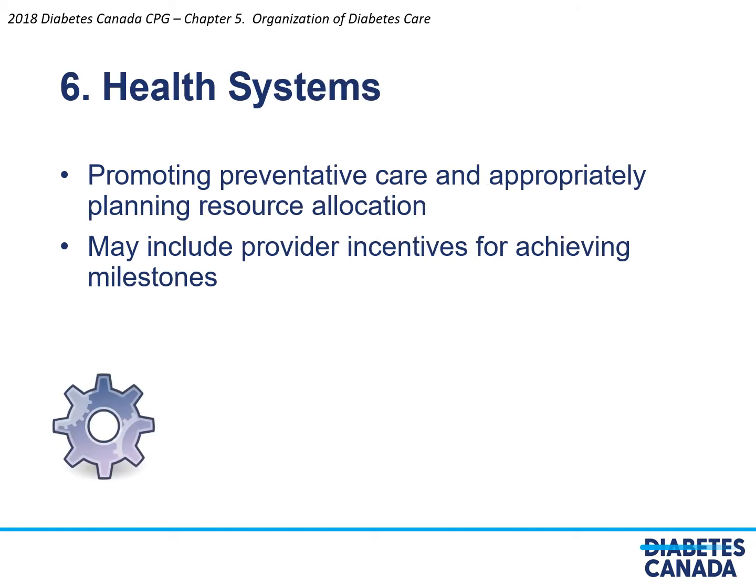Components beyond the person living with diabetes and their provider influence outcomes. Support for diabetes care at the level of the healthcare system, such as the national and provincial systems, is essential. This may involve promoting preventive care and appropriately planning resource allocation, and it may include provider incentives for achieving milestones.